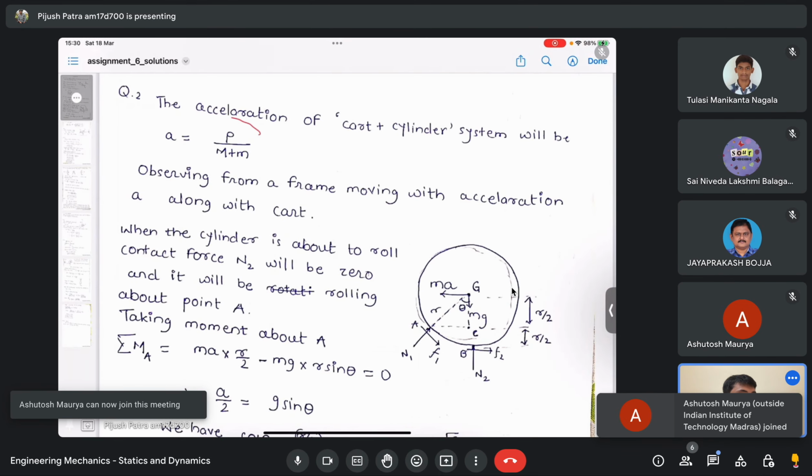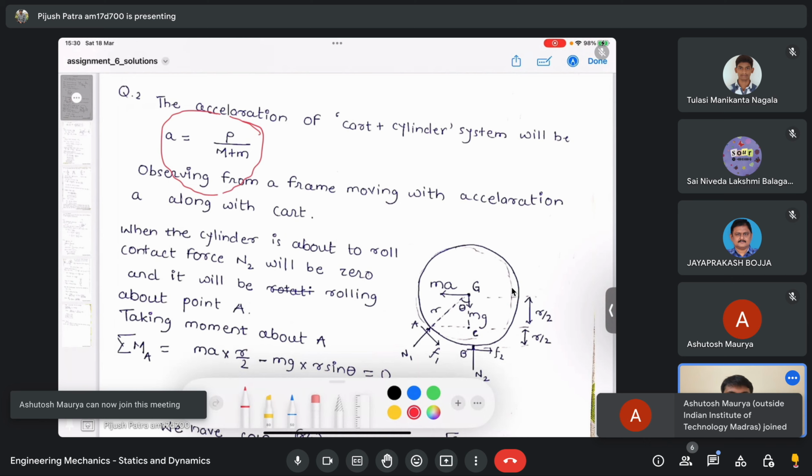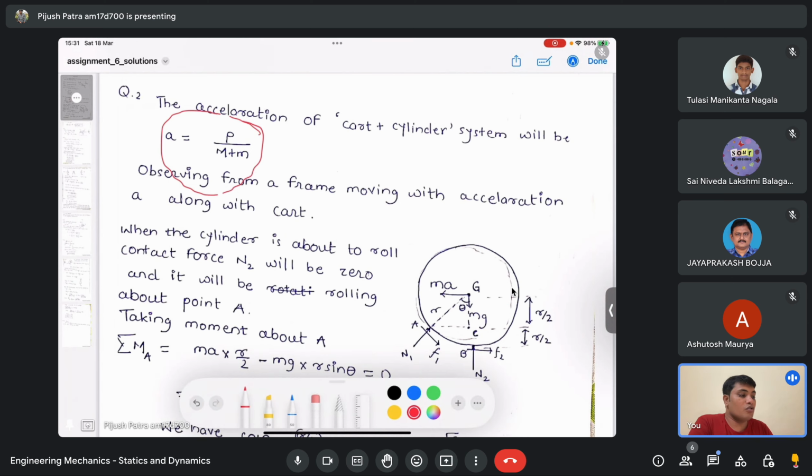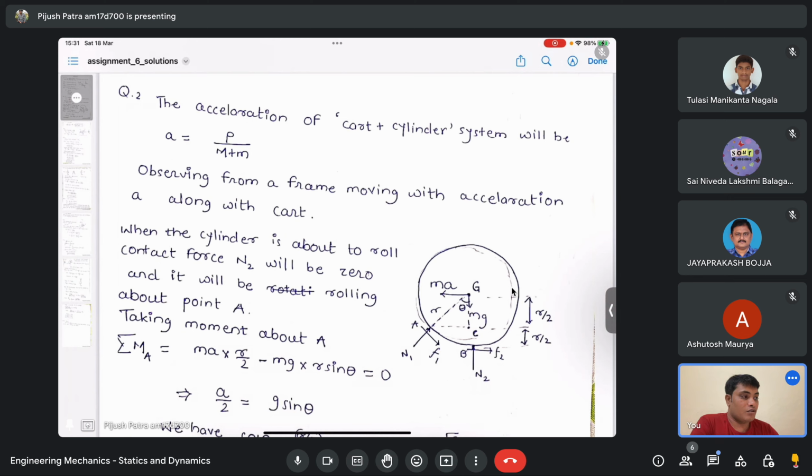This is this quantity, okay? The mass times acceleration is equal to the total force applying on the system. Fine with this? Now you have to change the frame of reference. So how will you change the frame of reference? By observing from a frame moving with acceleration a along the cart.